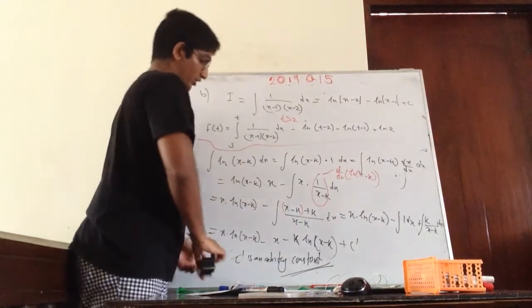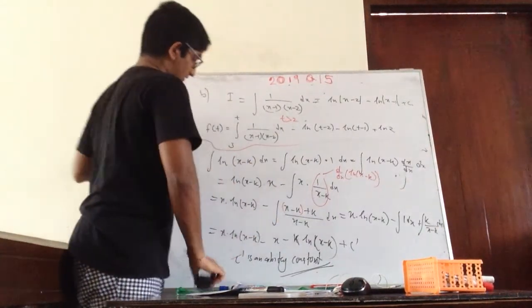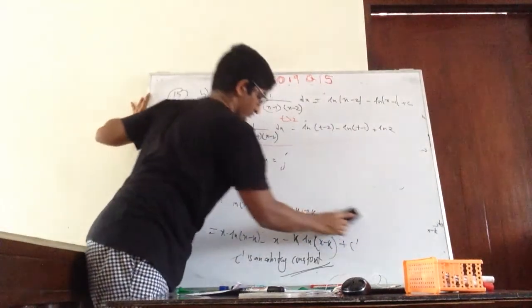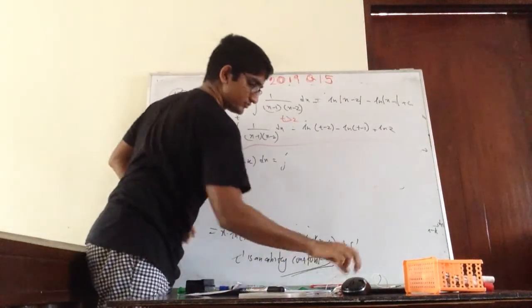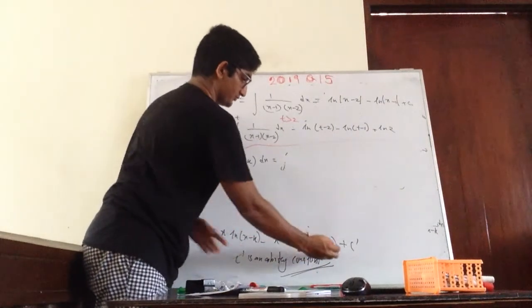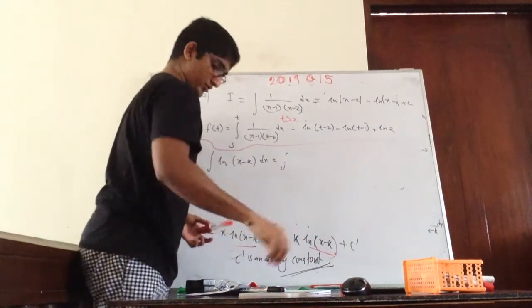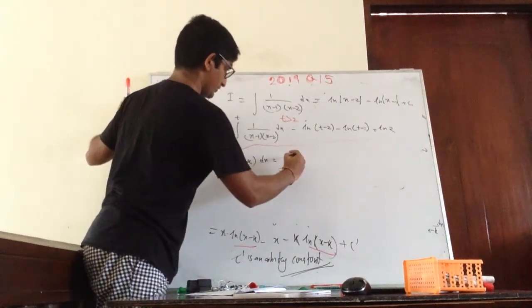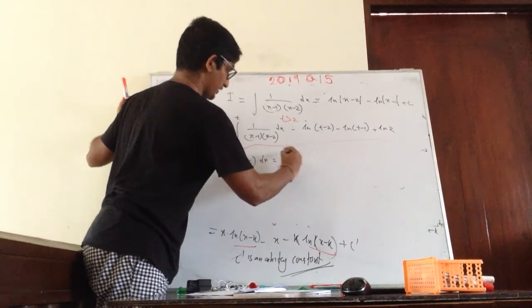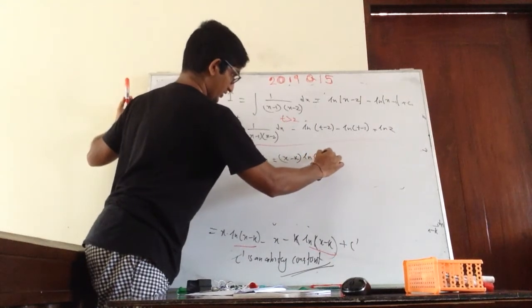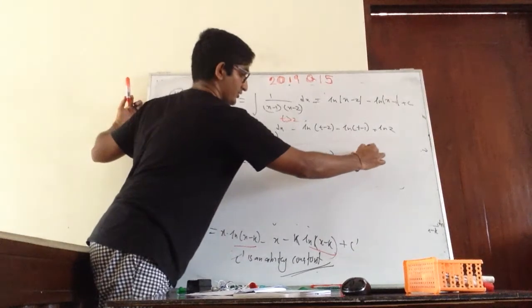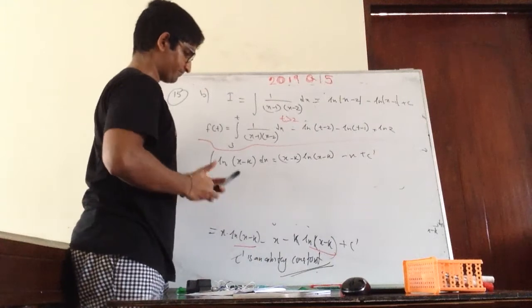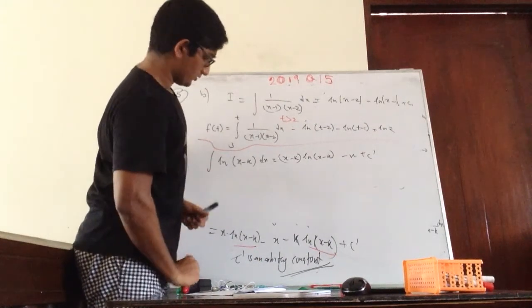Right. So I can actually cluster this out as well. That means this part, so that I will get this as (x minus k) ln(x minus k) minus x plus c. Right.